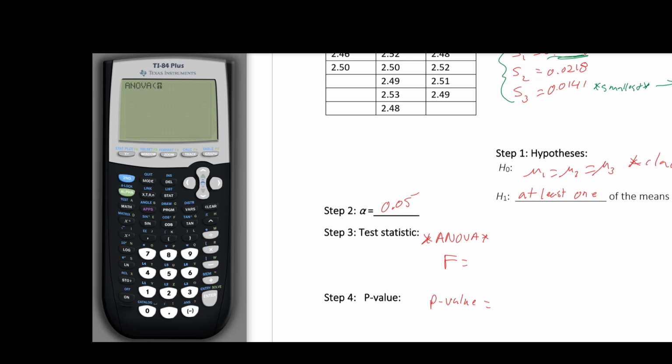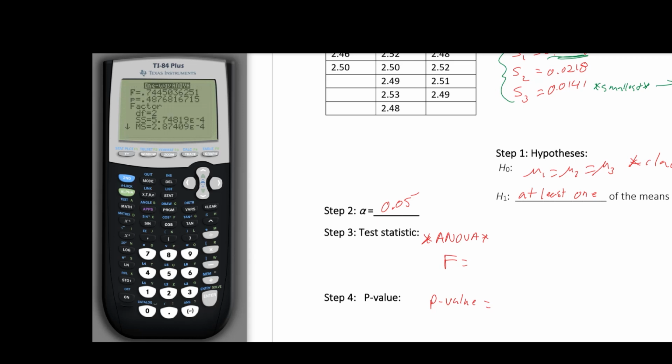So we're going to do second 1 followed by a comma. Where's the comma button? It's above the 7. Then second 2, and then another comma. Second 3. If you had 4 lists, you would keep on going, L4, L5, L6, and so forth. We only had 3 lists, and we're only comparing 3 different population means. So let's go ahead and close this off and press enter.